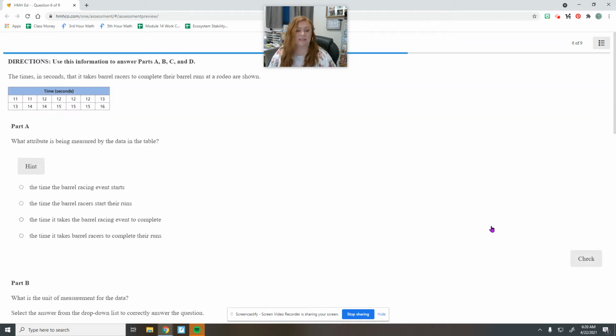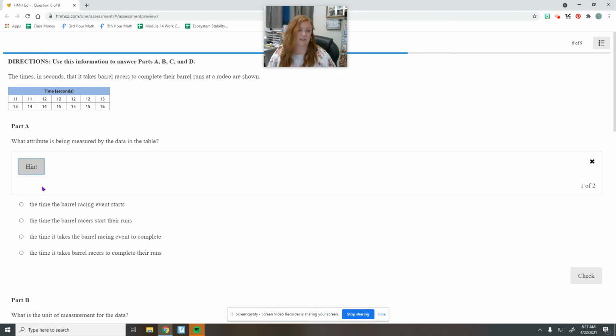Let's go through and look at some of these questions here. Use this information to answer parts A, B, C, and D. The times in seconds that it takes barrel racers to complete their barrel runs at a rodeo are shown. First it wants to know what attribute is being measured by the data. So remember, the attributes are just what, let's actually look here. Consider the units of time, right? What time is it being measured in? How many, like what was it looking at?